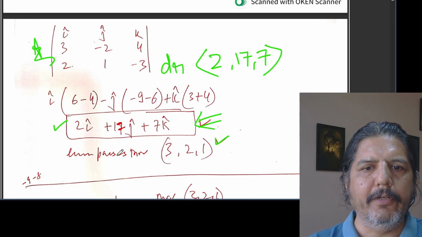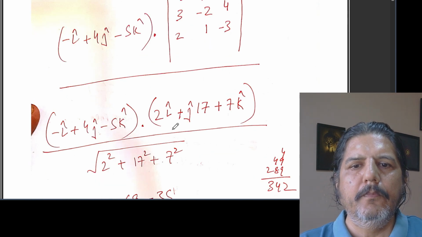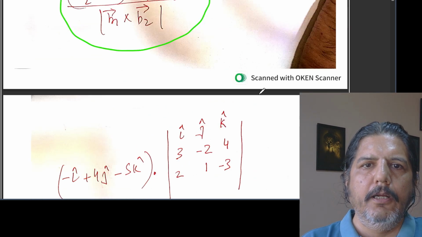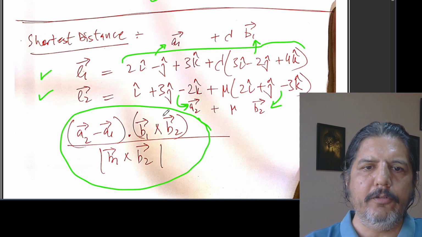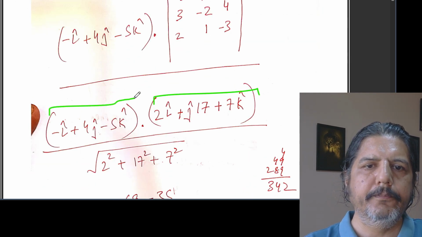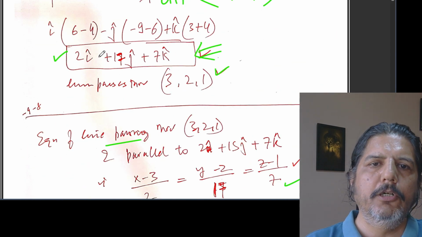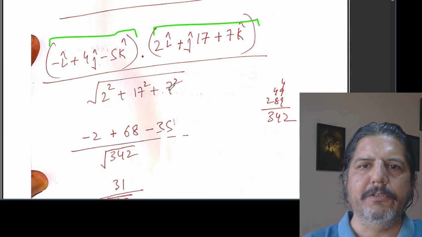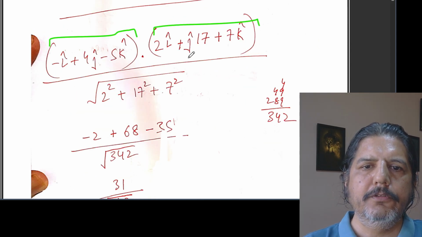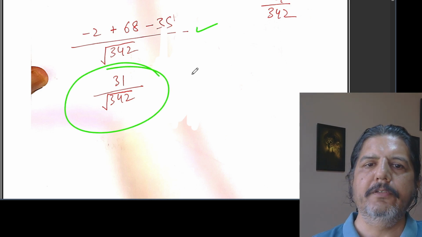I've already found the value of B1 cross B2: 2i plus 17j plus 7k. I'll just put that here. And A2 minus A1, I'll calculate and put it here. Then I have to find the modulus of B1 cross B2, which is the square root of 2 square plus 17 square plus 7 square. I find the dot product of these two, and finally I get 31 by root 342 as the final answer.